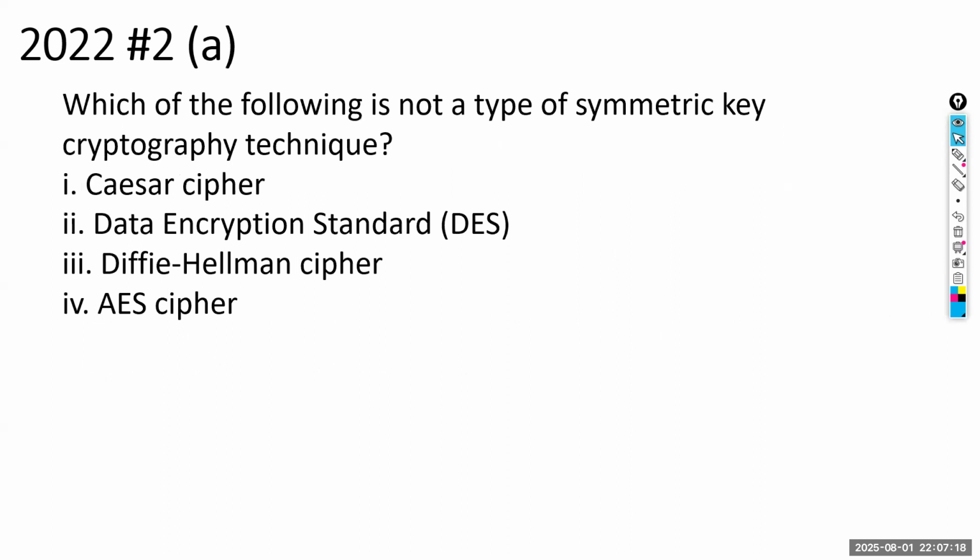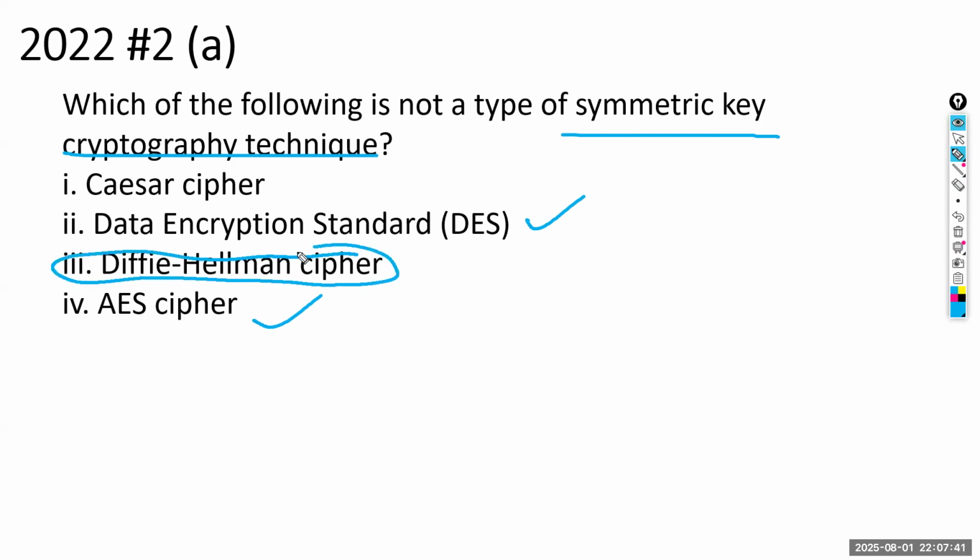right. Next one. Which of the following is not a type of symmetric key cryptographic system? That is super easy, right? Remember, we already discussed data encryption standard, DES, triple DES, AES. I told you Diffie-Hellman is a key distribution protocol. It's not a symmetric key cryptographic protocol, right? So therefore, this is the possible answer.